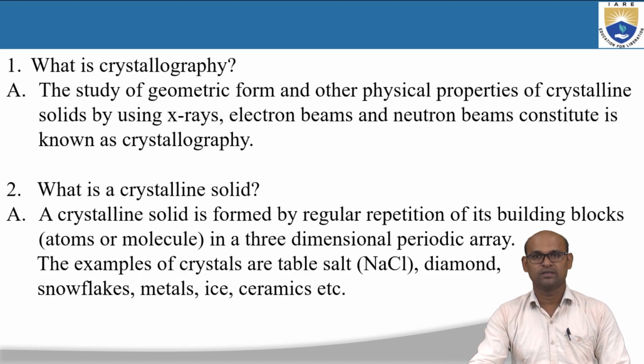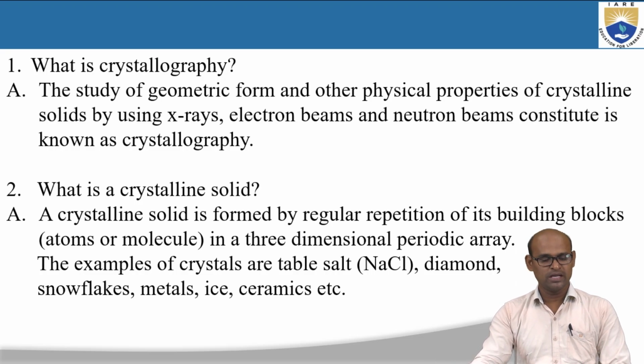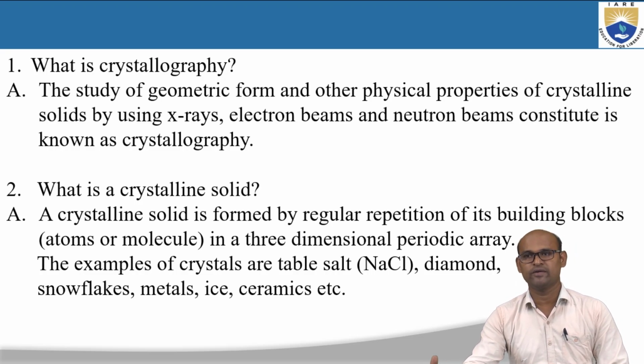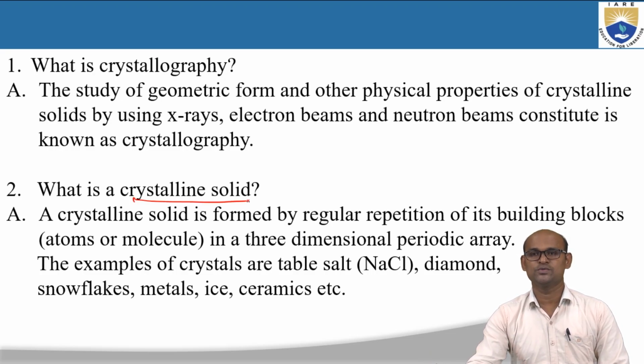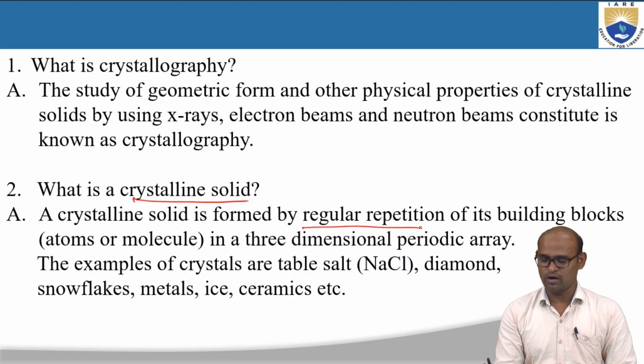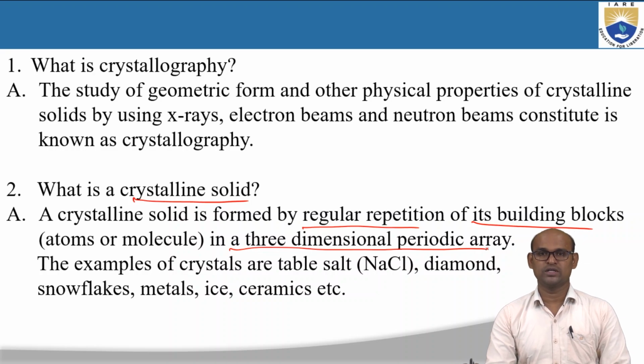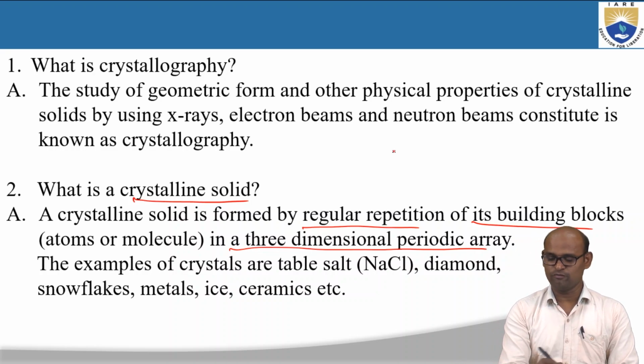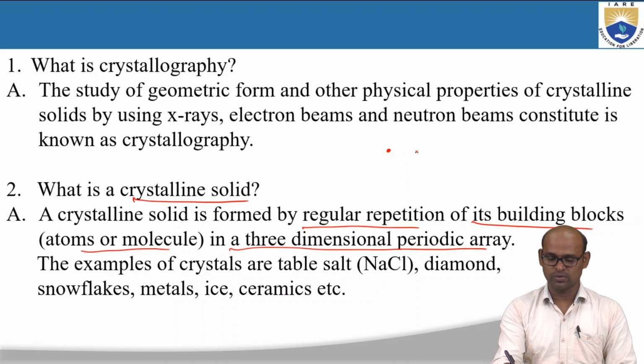What is a crystalline solid? In crystallography we can find out whether the material is crystalline or amorphous. So if the given material is crystalline, what is the meaning of a crystalline solid? A crystalline solid is formed by regular repetition of its building blocks in a three-dimensional periodic array. The building blocks can be atoms or molecules. Here I have a crystalline solid where the building blocks are atoms.